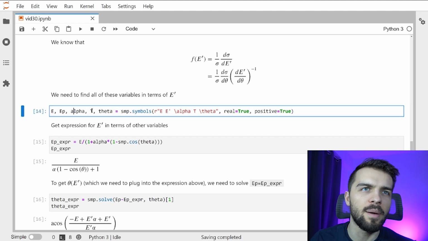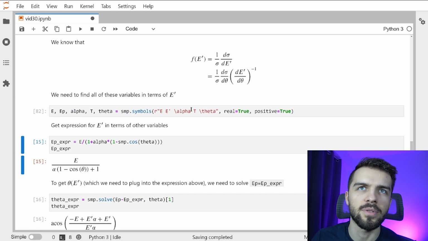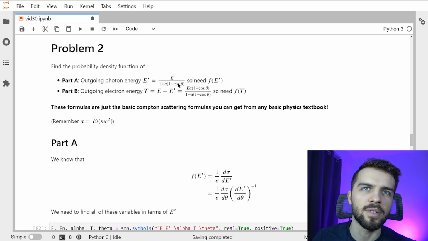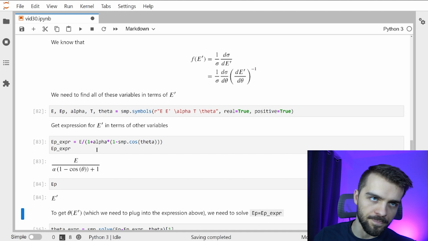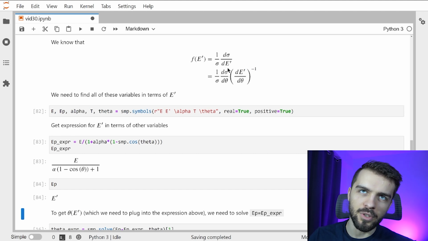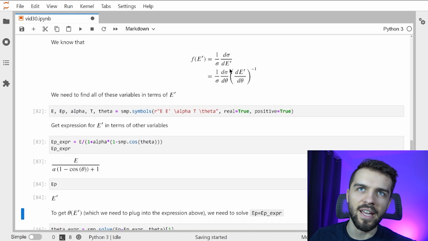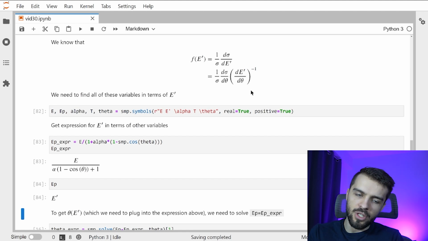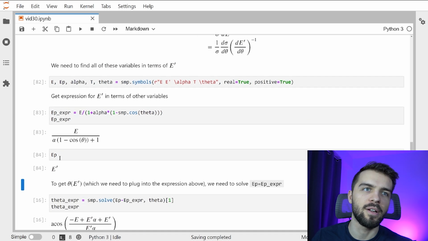So here I define E prime, alpha, T, and theta again. And I'm going to get an expression for E prime in terms of other variables. So E prime is equal to E over 1 plus alpha times (1 minus cos theta). So I have this expression for E prime, and I also have E prime itself. You might be wondering why I'm doing this. Well, I know what all this is in terms of theta, but I want to know what it's equal to in terms of E prime. So I want to know what theta as a function of E prime is. Because then if I get all this in terms of theta, I can substitute in theta, which is a function of E prime, and just invert this formula to get f as a function of E prime. And you'll see that in a sec.